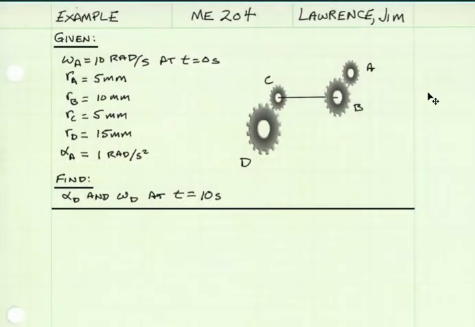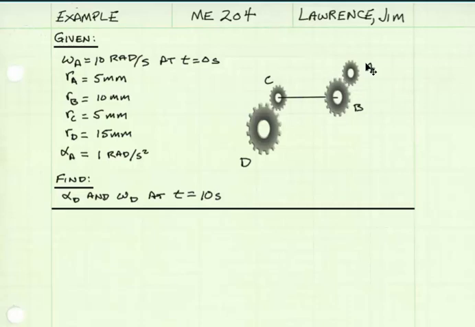In this problem, we have a gear system where A is connected to B, B is connected to C with a shaft, and then C is connected to D. The angular velocity at A is 10 radians per second at a time of 0 seconds. So initially it's starting at 10 radians per second.